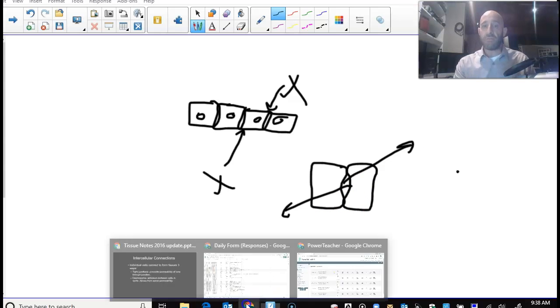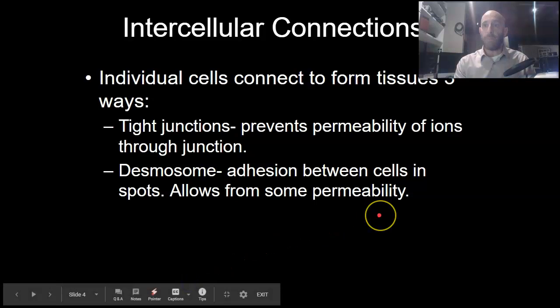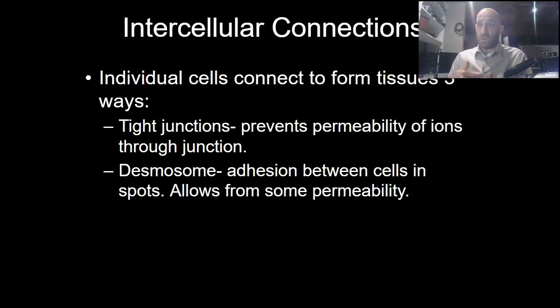The analogy I have for that, which I think is a good one, is to think about buttons on a shirt, right? Right now I'm wearing a shirt with buttons. Where the buttons are, I can't pull that shirt apart, so it keeps that shirt closed, but there's an opening in between those buttons where air can get in and out.